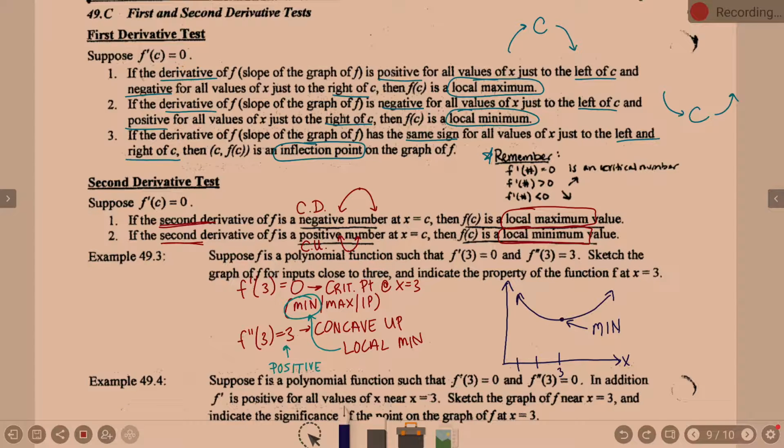Indicate the property of the function means I took a moment and I wrote the word min and pointed at it. So the property of the function is min, max, not whether it's concave up. Right. Yeah. The property of the function is, I don't know how to explain. Yeah, it's the minimum or maximum that they're looking for. Okay.